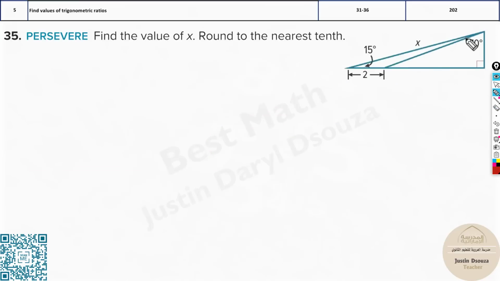Now, here we have an interesting problem. Here we have been told this angle over here is 70 degrees. So what about this angle here? That's going to be 20, right? Because this is 90, 70, 20, so that'll be 180. And this is 15. So we know this much is 15, and we know 2, but we don't know what this is. So I will just assume this to be A.